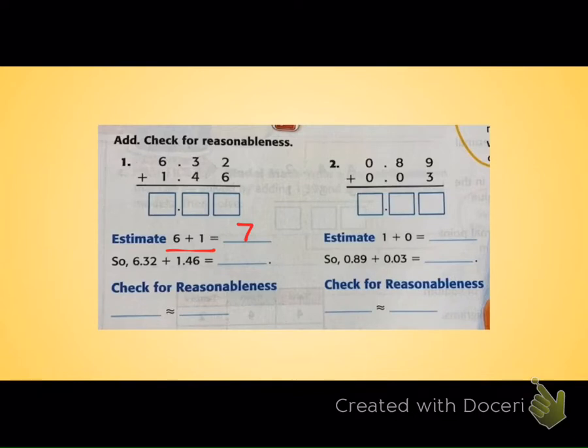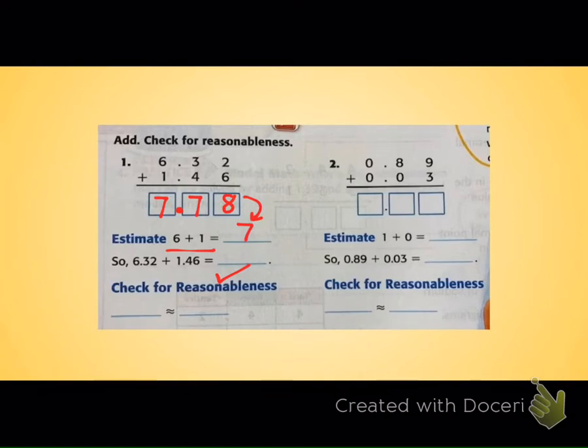Now let's just go ahead and add. 6 plus 2 is 8. 3 plus 4 is 7. 6 plus 1 is 7. 7 and 78/100ths. Is that close to 7? Well, yes, of course it is. It checks for reasonableness. All right, go ahead and do number 2. Estimate, add, and then go ahead and turn the video on for the answer. Pause the video now.